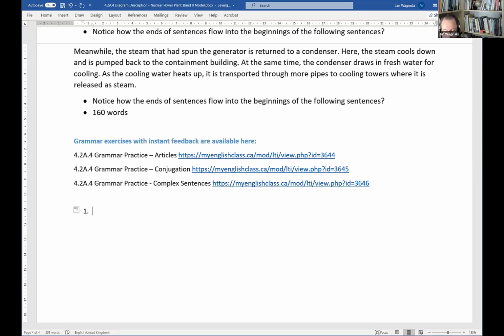Step 1, read the Band 9 model carefully. Step 2, I would complete the grammar exercises, the ones above. And we're going to do those in just a few minutes, just so everyone has a chance to do them, and so that I can show you that they don't take a long time. I think people see that there's 3 exercises like, oh my God, I have to do all this other stuff. They're only going to take you a few minutes.